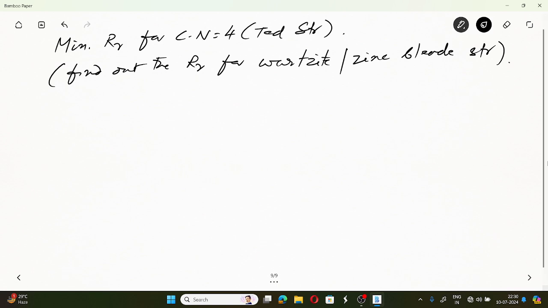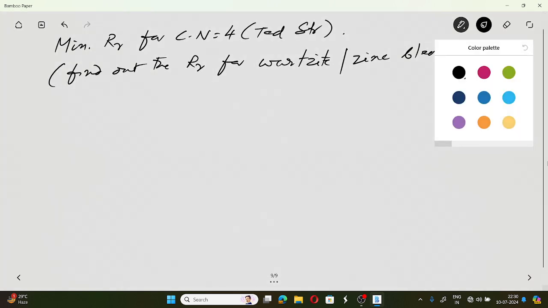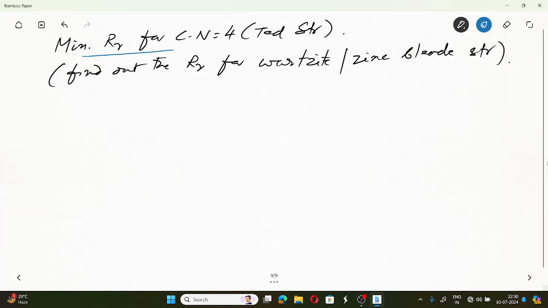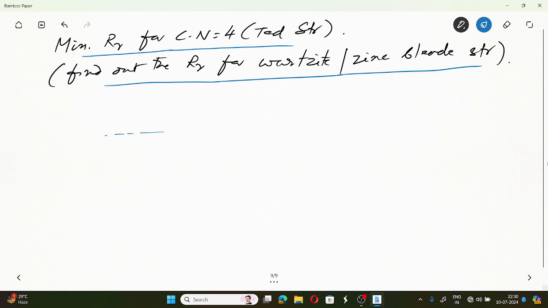Now how to find out the minimum radius ratio for tetrahedral. So you have to find out the minimum radius ratio wurtzite structure বা zinc blende structure means the geometry is tetrahedral. So you have to find out the radius ratio for tetrahedral geometry. Now tetrahedron, how to draw a tetrahedron? You probably know that tetrahedron is actually half of a cube.